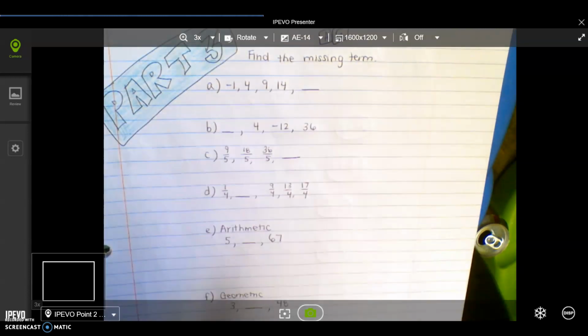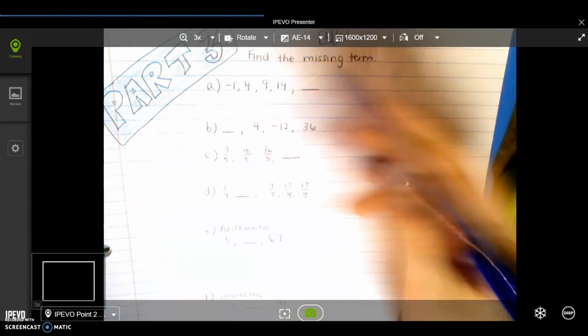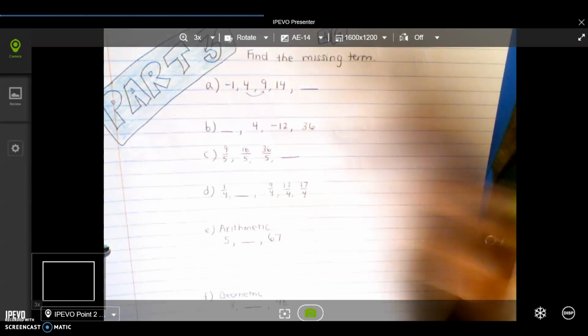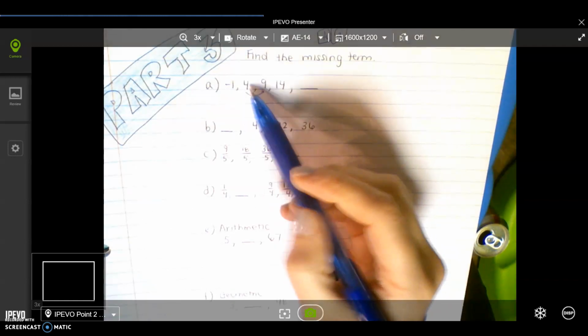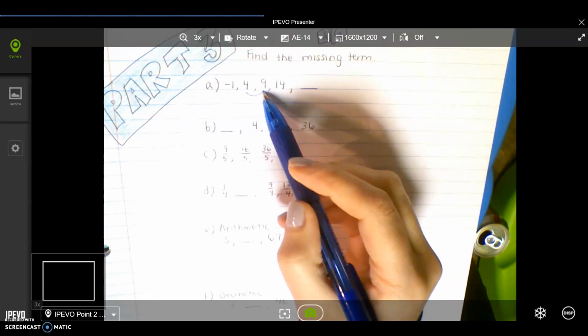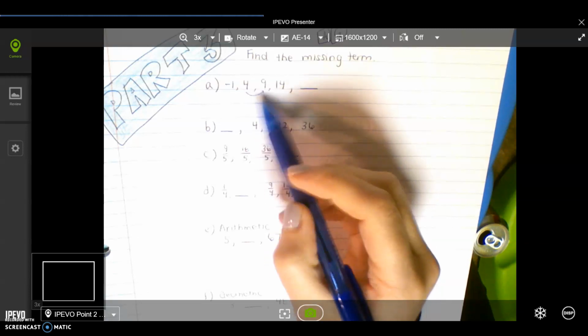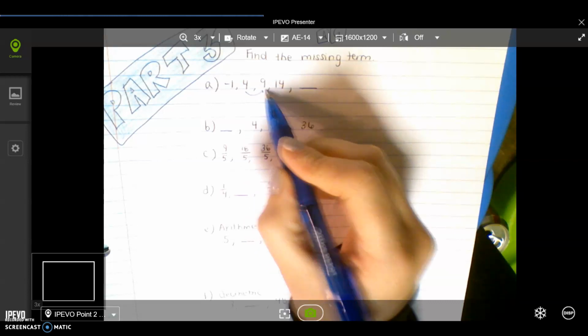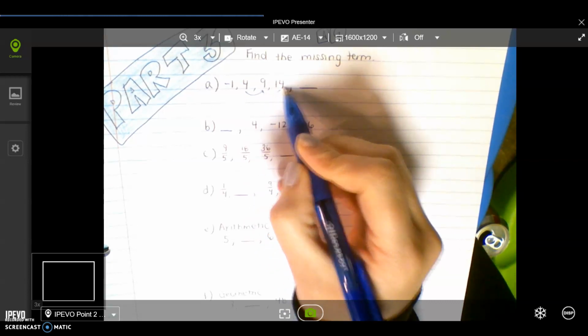So here we go. For the first one, I can figure out the pattern by looking at the middle two terms. I see add 5. And I can't multiply by anything that's a whole number. I'd have to multiply by some fraction. That's why I went straight to adding. So if I add 5 to 4, I get 9. Add 5, I get 14.